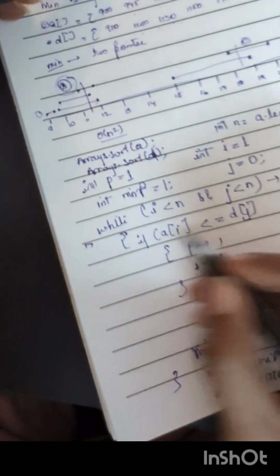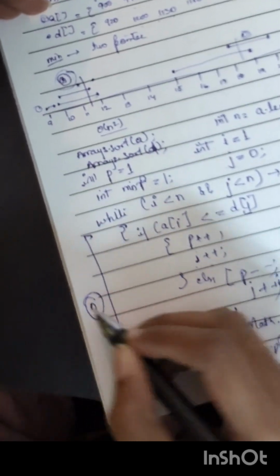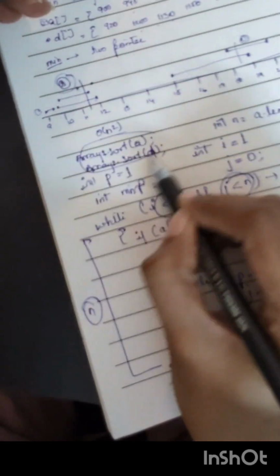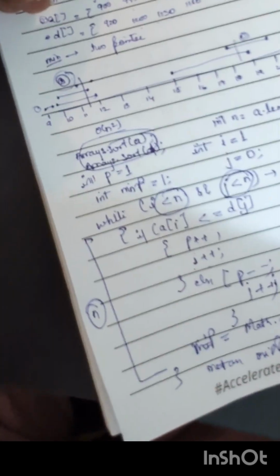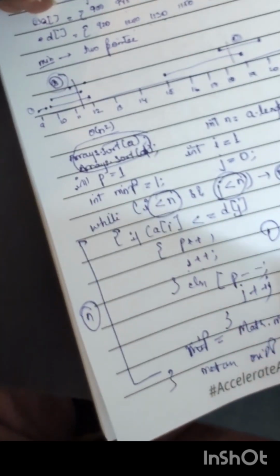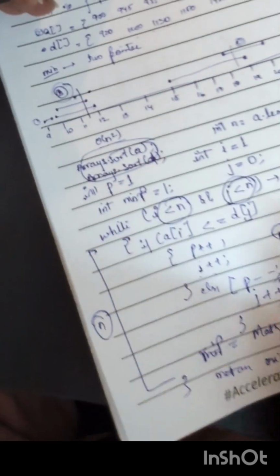And here the complexity will be O(n), because I am iterating n times, and I have also used sort, so it will be O(n log n). This will be the big O complexity, and the space is constant.